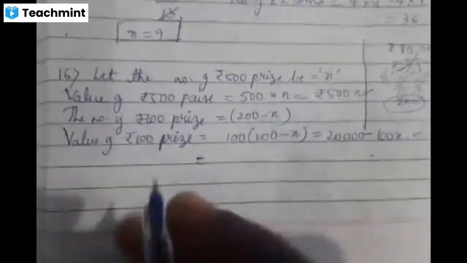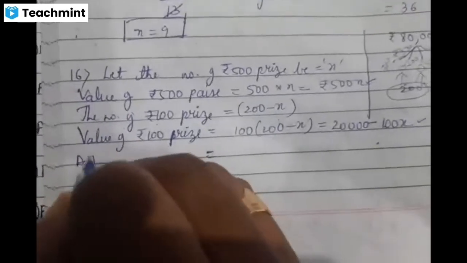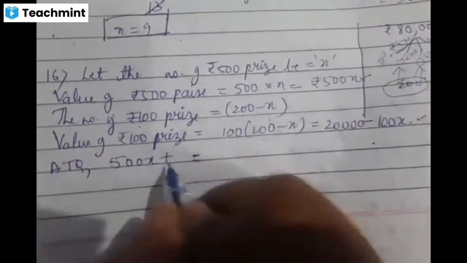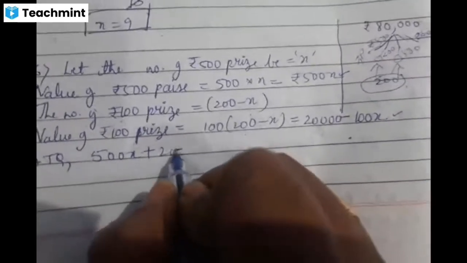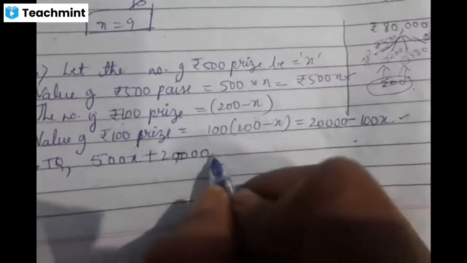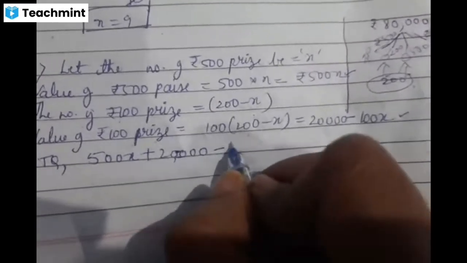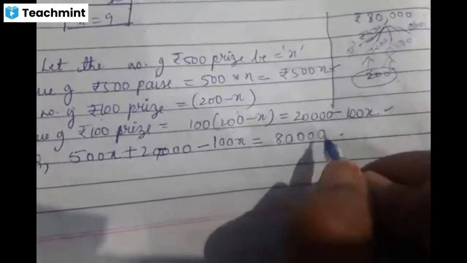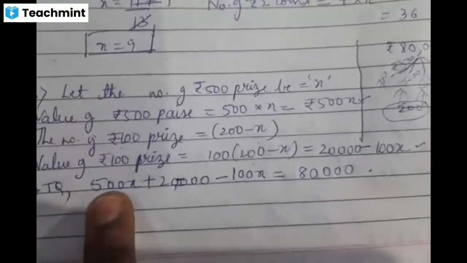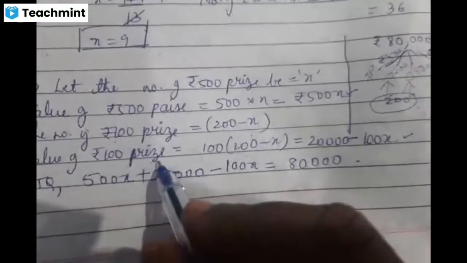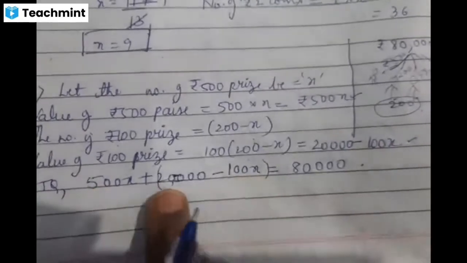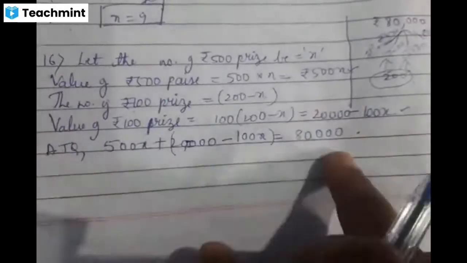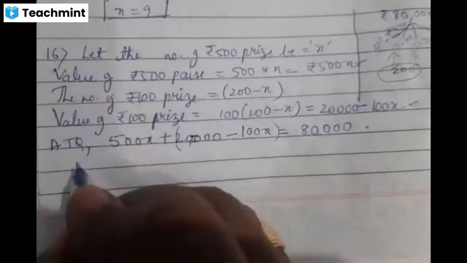Therefore, according to the question, the value of 500 rupee prizes is 500x, plus the value of 100 rupee prizes, 20,000 minus 100x, is equal to the total money. How much should it be? 80,000. So the 500 rupee prizes and the 100 rupee prizes together total 80,000. Now we have framed the equation and we have to solve for x.